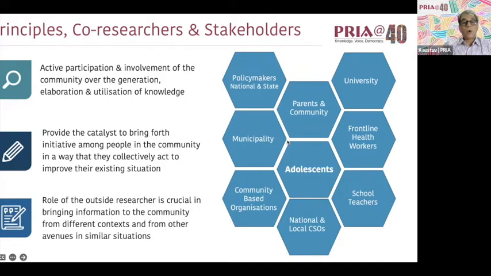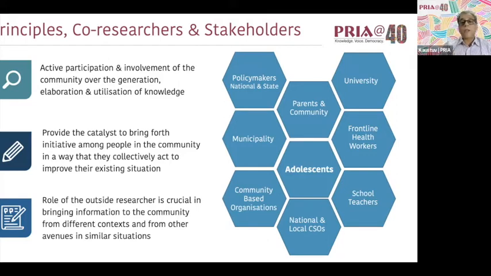And the role of outside researchers like us was crucial in bringing information to the community from different contexts and from other avenues in similar situations, but acted more like facilitators. On the right-hand side of this slide, you see the stakeholders who were involved in the study. Of course, the adolescents were the primary stakeholders in this research study process, but we also engaged the parents and the other community members, particularly the decision makers who influence the lives and choices of the adolescents.